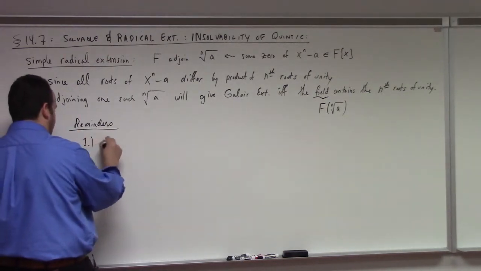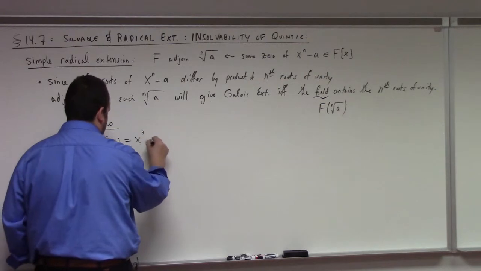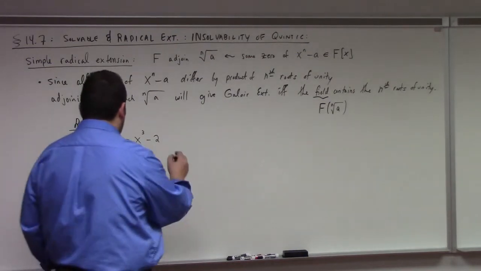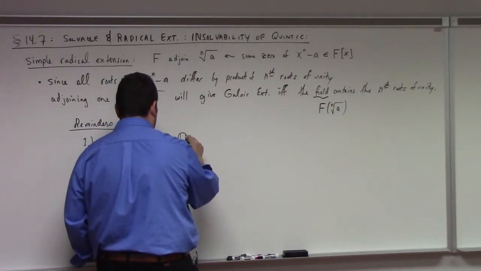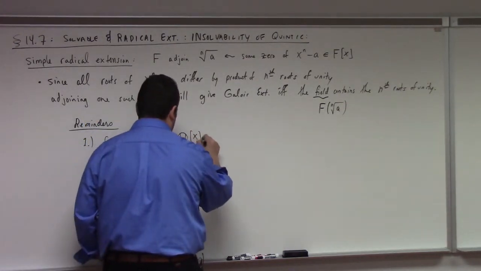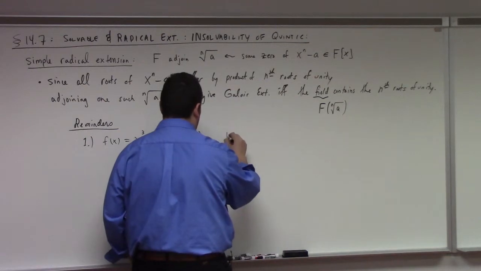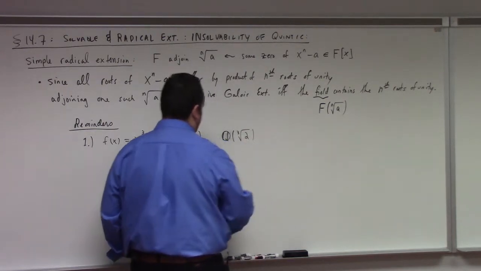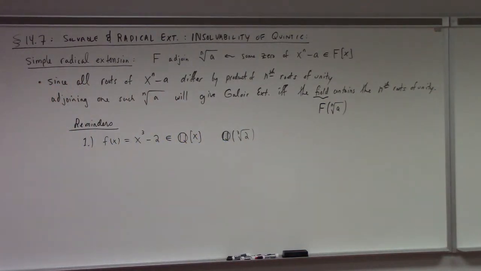So let's see here. How about f of x equals x cubed minus 2? This example has served us well. If we look at this as a polynomial over Q, what's the deal? We can look at the extension, right? Q adjoin what? Q adjoin the cube root of 2 is not Galois over Q because it doesn't contain the roots of unity that we need. It doesn't contain the third roots of unity. That's what we need here. That's one root for that polynomial, but there are two others which happen to come in a conjugate pair.